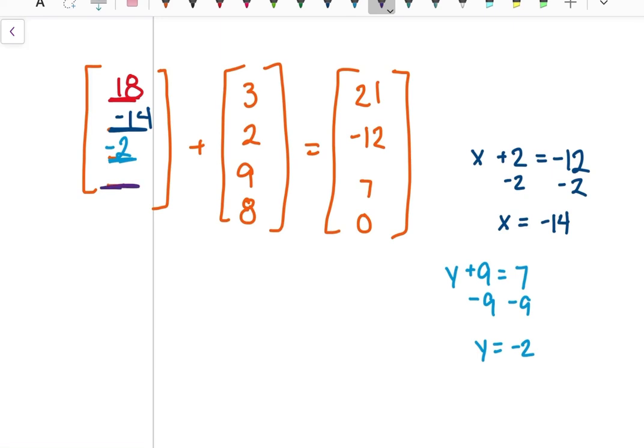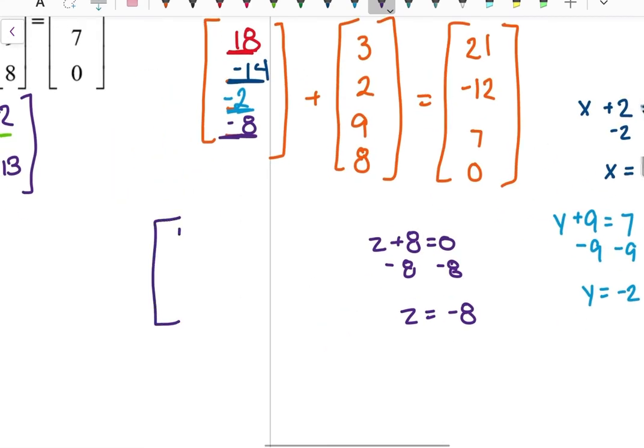And last space, we got something plus 8 has to equal 0. So again, if you want, put a variable. z plus 8 has to equal 0. So I'm going to subtract the 8, and I get z is equal to negative 8. Replace z with negative 8. And then that's our final matrix, the 18, negative 14, negative 2, negative 8. And that's R.